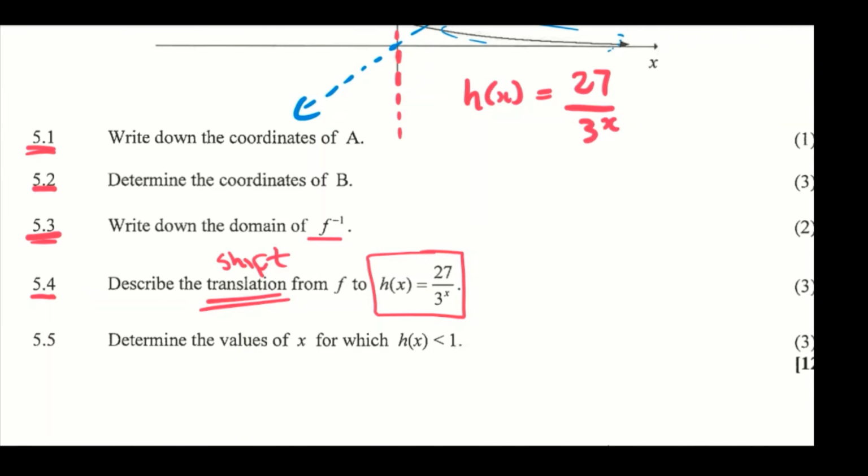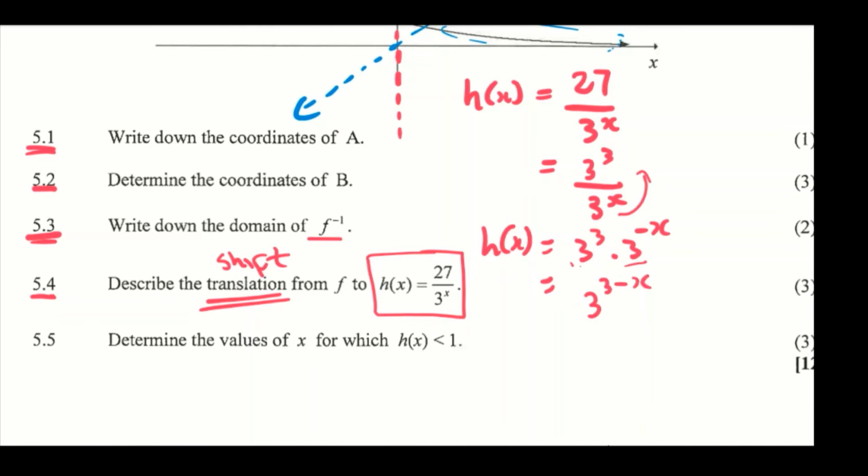Here, 3 to the power of x. To get 27, it's 3 to the power of 3. So we have 3 to the power of 3 over 3 to the power of x. Let me take this upwards: we have 3 to the power of 3 multiplied by 3 to the power of negative x. So h of x, like that. And to write it as a single power, you can see 3 to the power of 3 minus x. So you can see how we interpret the shift, this will help us tell about the shift.